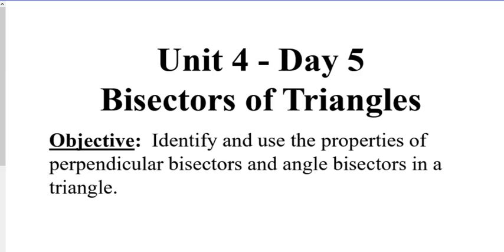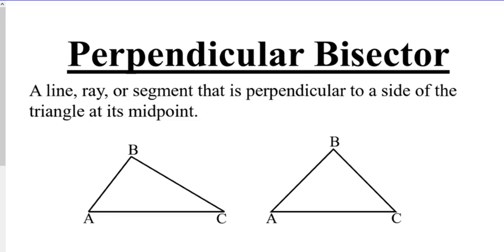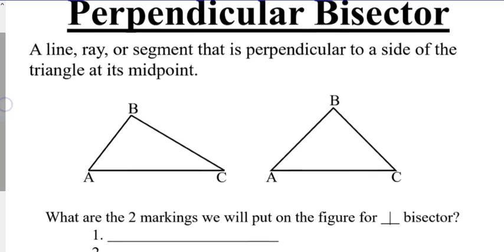All right, day 5, bisectors of triangles. Objective: identify and use the properties of perpendicular bisectors and angle bisectors in a triangle. A perpendicular bisector is a line, ray, or segment that is perpendicular to a side of the triangle at its midpoint.